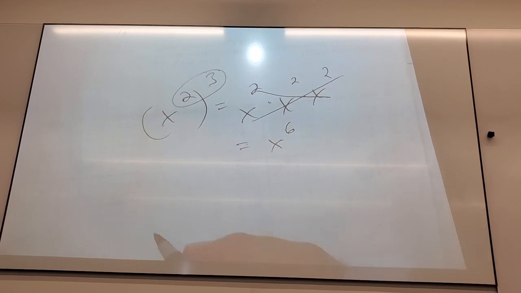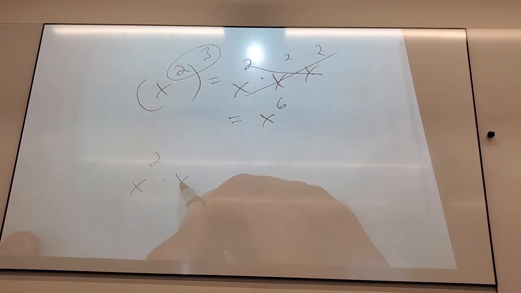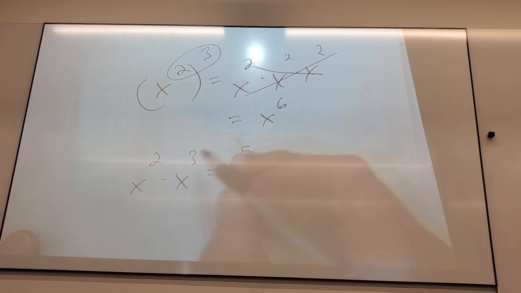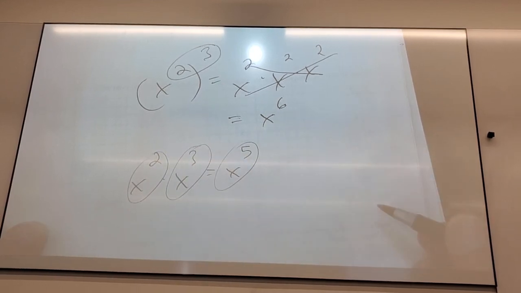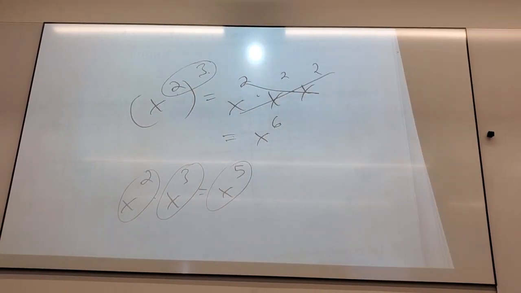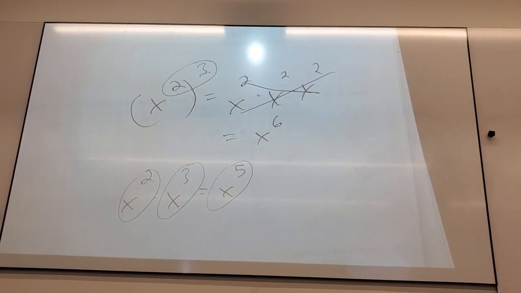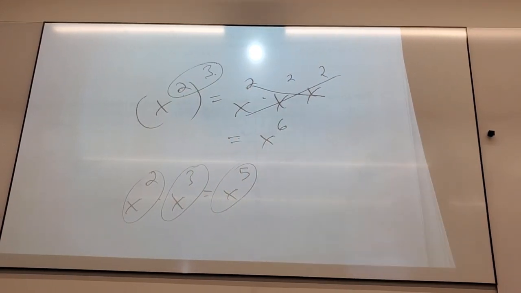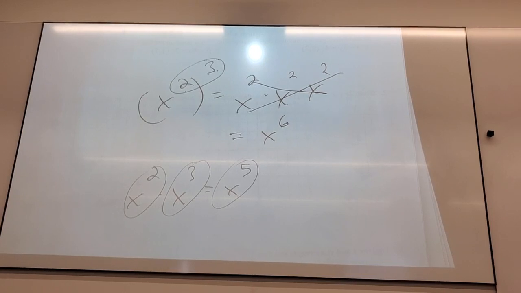Again, students get this mixed up all the time. What's this? X to the 5th. 2 x's, 3 more, of course there's 5. This says 3 groups of 2. Isn't that the most basic definition of multiplication? 3 groups of 2 x's is x to the 6th. Let me stop for a minute.